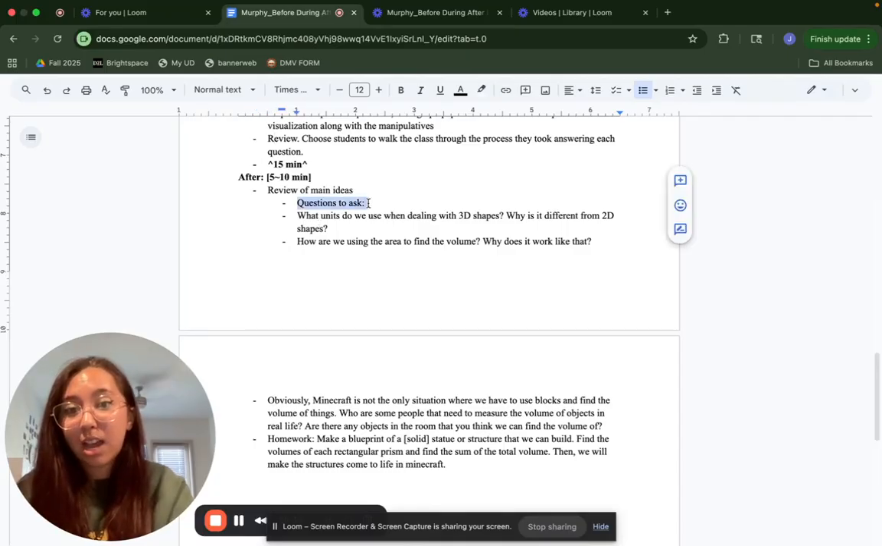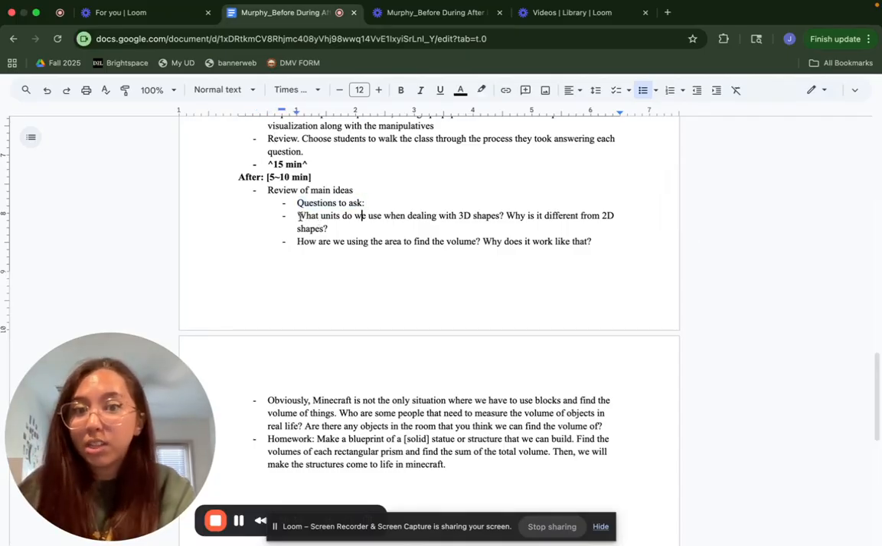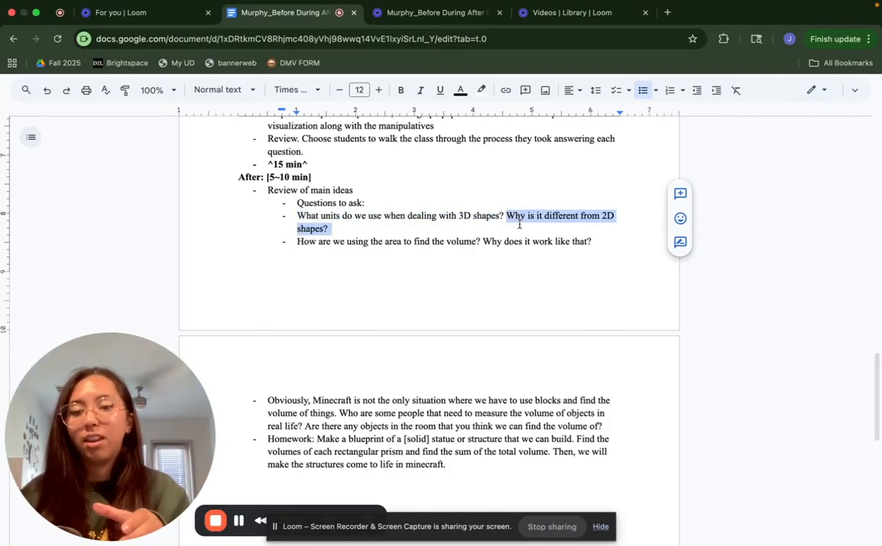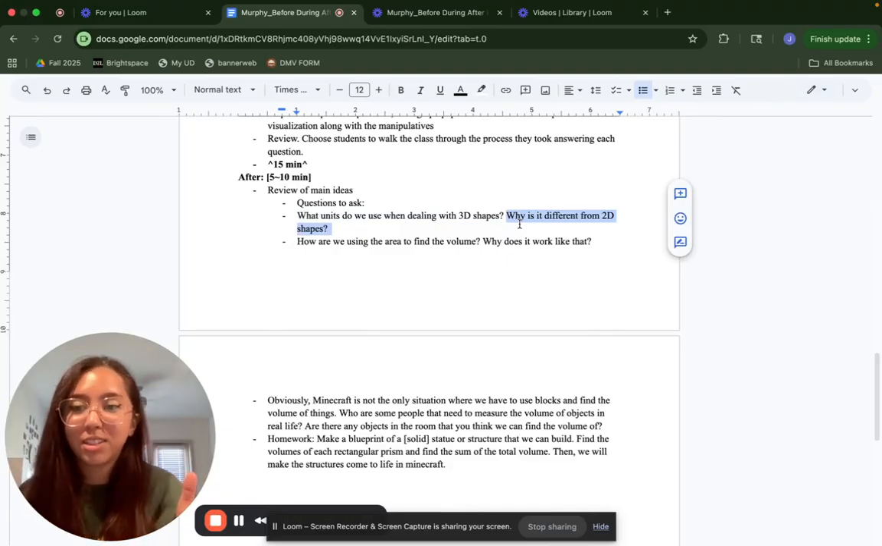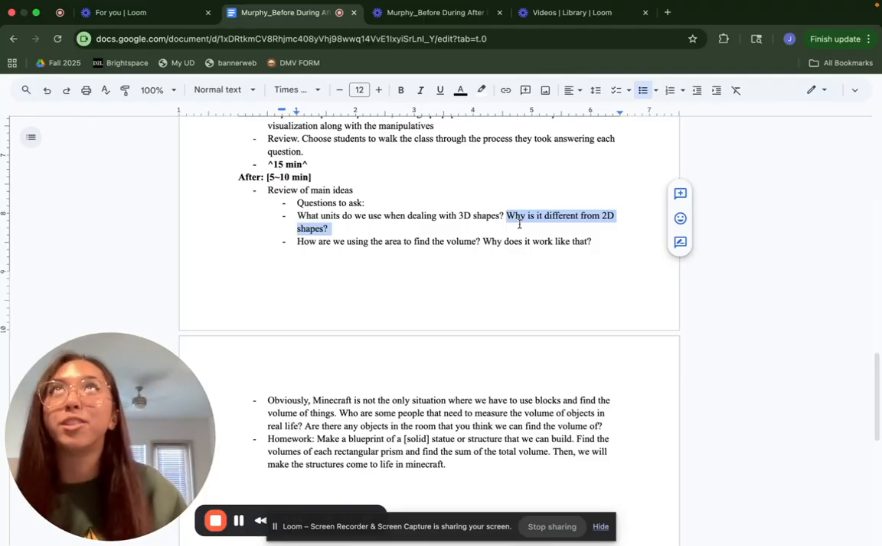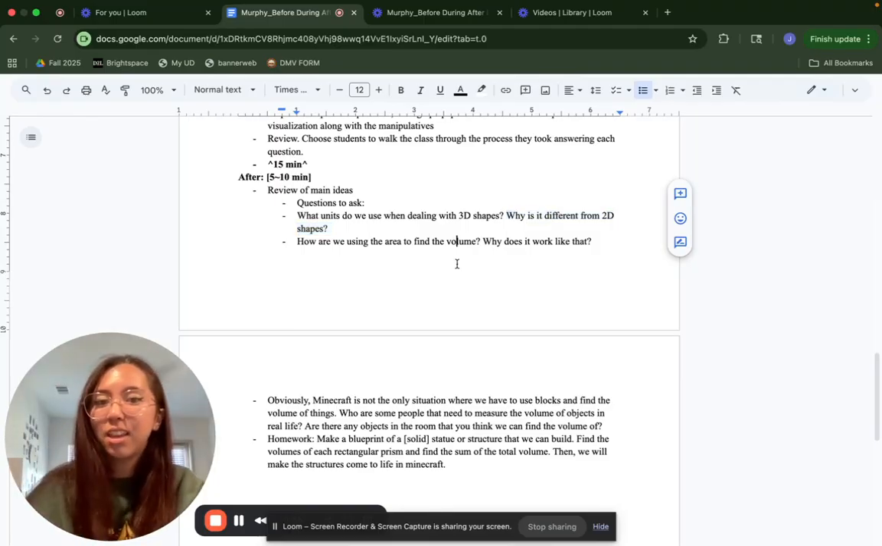So some questions I thought to ask would be like, what units do we use when dealing with 3D shapes? And they'll be able to say cubic units. And why is it different from 2D shapes? And that's in the way that they have more than just the two dimensions. They're also like multiple dimensions in that sense.